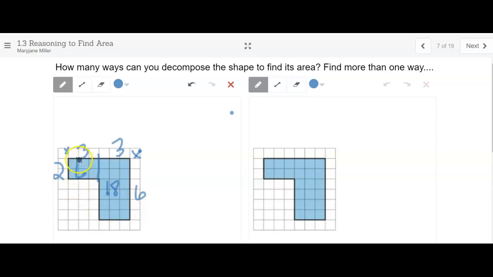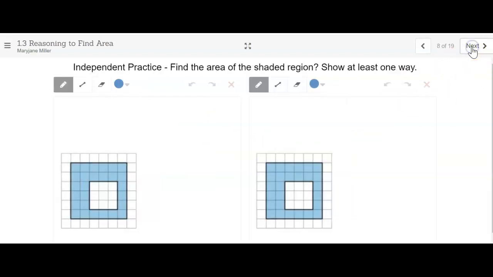And now that I know the area for this rectangle, and I know the area for this rectangle, and I want to know what it is all together, I would add the 6 plus the 18 that I have for the second rectangle, and that equals 24. So now that I have shown you one way on this video, I want you to think of a different way and go ahead and decompose this shape a different way. Come up with a different way to do it, and then move on to the next shape.